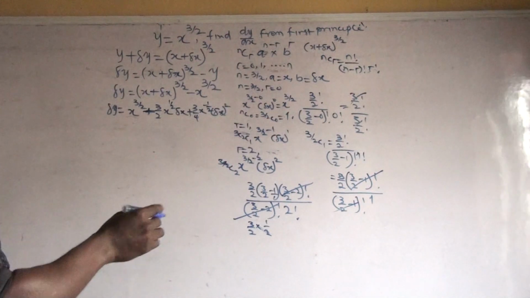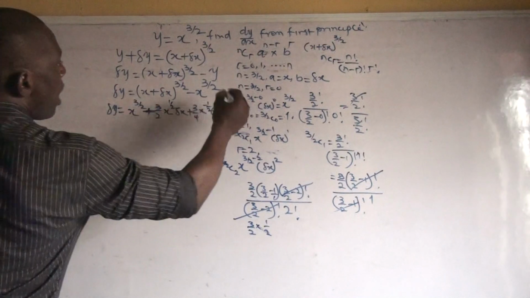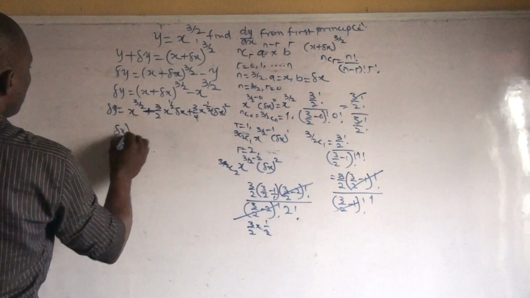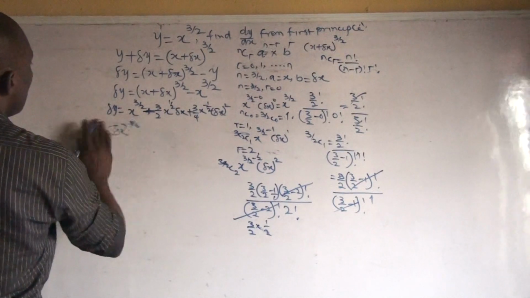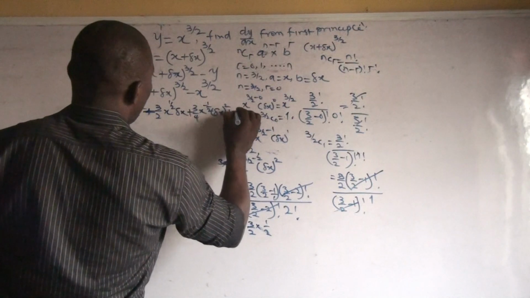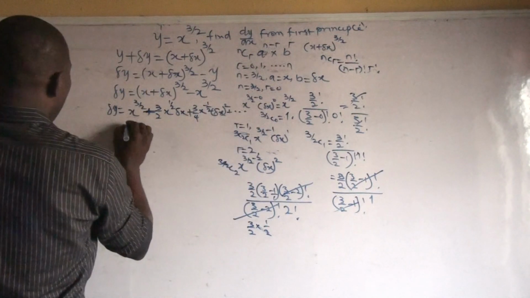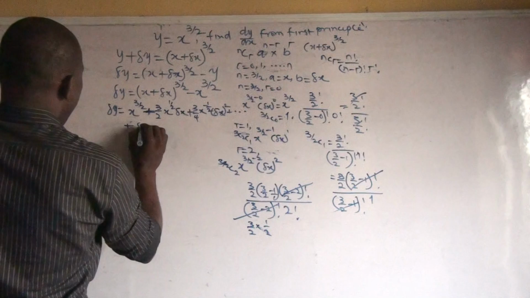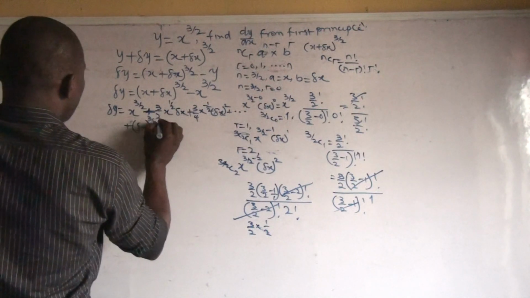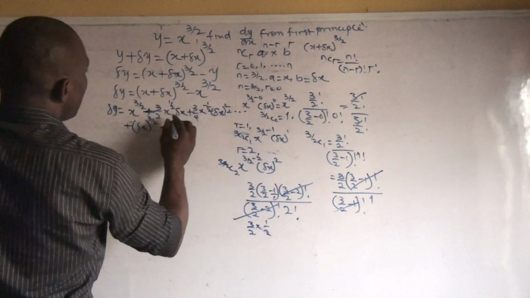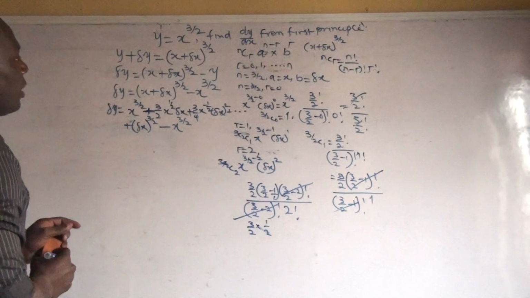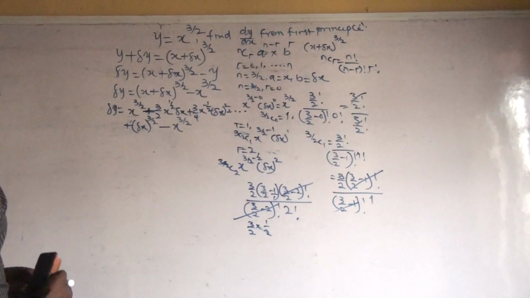And the process will continue till we get to delta x also raised to power 3 over 2. But what we do here, we put a dot here, plus dot dot dot plus delta x all raised to power 3 over 2 minus x raised to power 3 over 2. That is the process here.